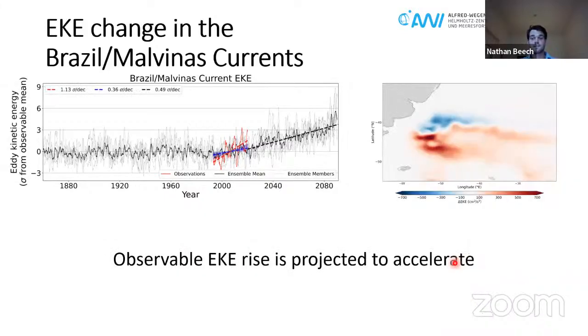So again, let's put that in the context of the observational record. In both the modeled and the observed data sets, we see a slight increase in the eddy activity over the past 30 or so years. But interestingly, when we compare the modeled increase during the observational period to the modeled increase over the rest of the 21st century, we see that in the future, the increase is greater. So we expect it to accelerate in the future.